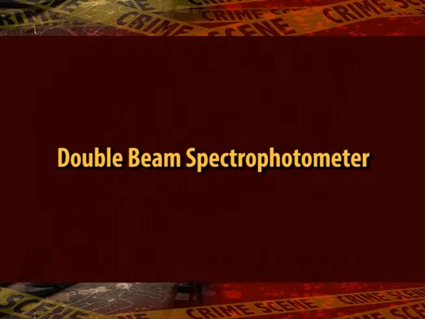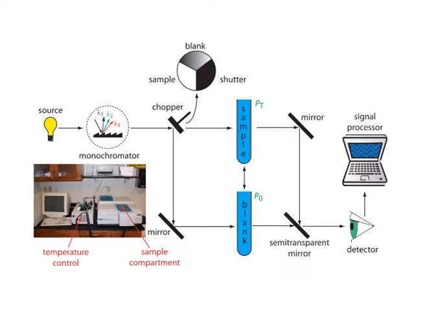Double beam spectrophotometer. A double beam spectrophotometer minimizes the limitations of single beam spectrophotometers, in which the wavelength remains fixed. As the name suggests, this instrument involves two beams of radiation, one for the sample and the other for blank. The radiation's path is controlled by a chopper, which alternates it between the sample, the blank and a shutter.